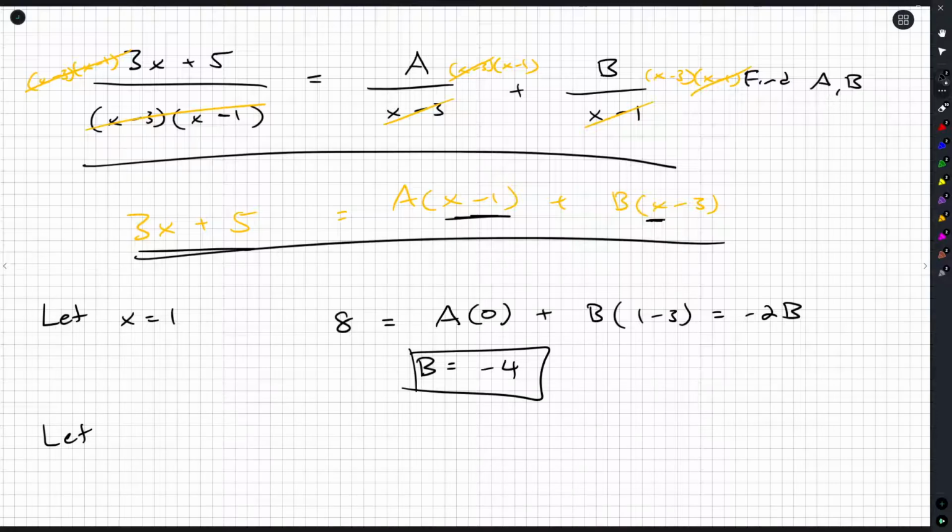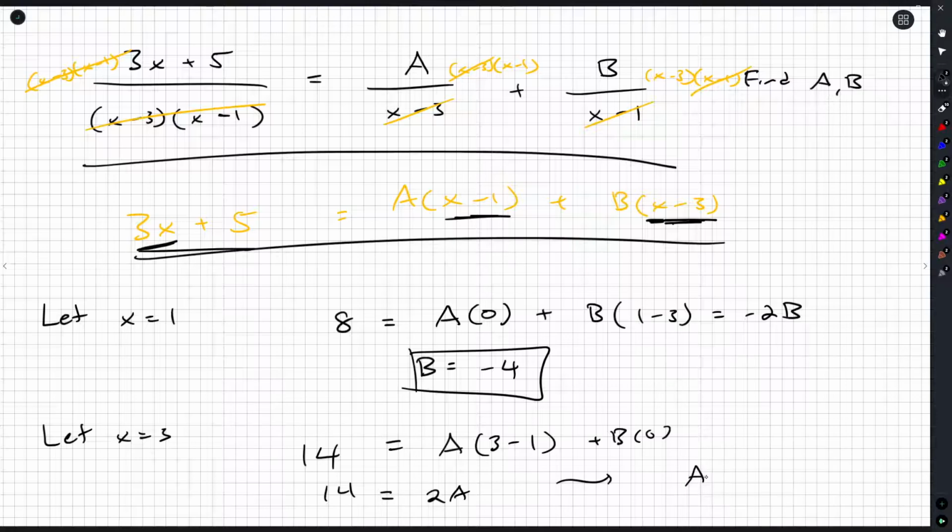So then we can solve, okay, B will have to be negative 4 in order for this to work. And we can do the same sort of trick. Let's let x be 3, so that 3 minus 3 is 0, and we basically ignore the B factor. But you'll still have left-hand side equal to right-hand side, so 3 times 3 plus 5, 14. A times 3 minus 1 is 2, plus B times 0. So 14 is going to be equal to 2A. A would have to be 7.